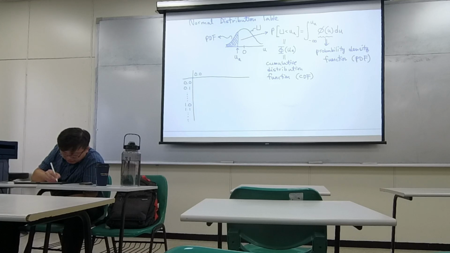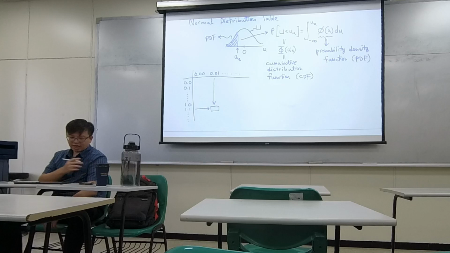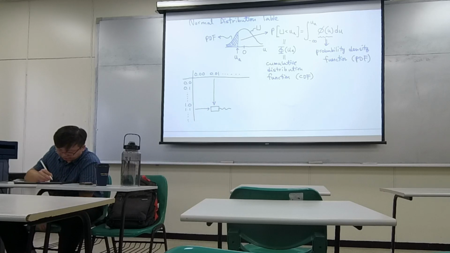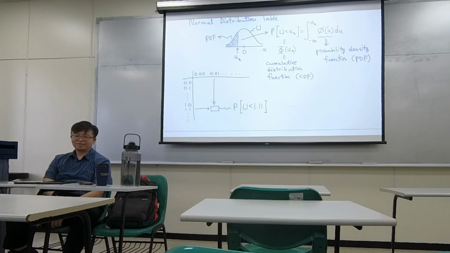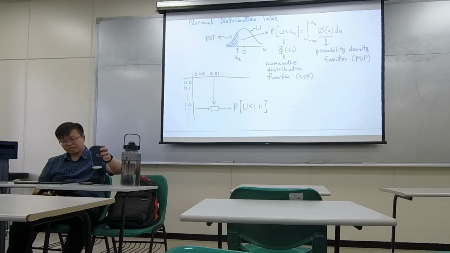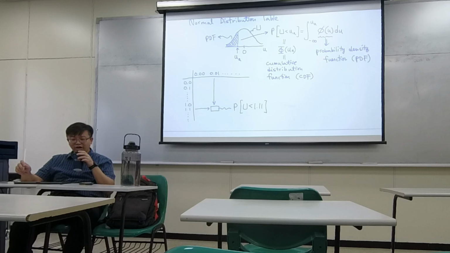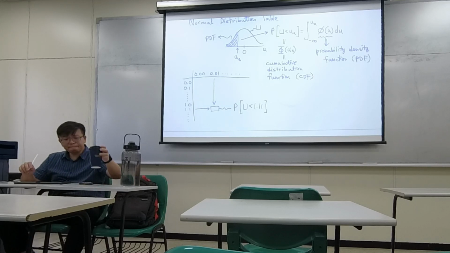And here is like this. Right? So if you are trying to get a value right here, what does that mean? That means this is the value of P, probability of U smaller than 1.11, if you are focusing on a value right there.